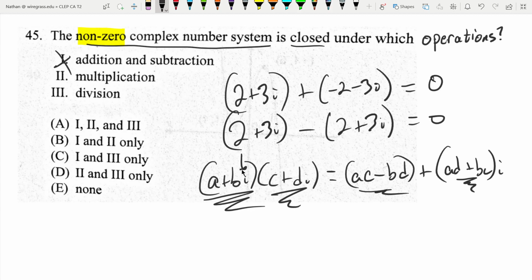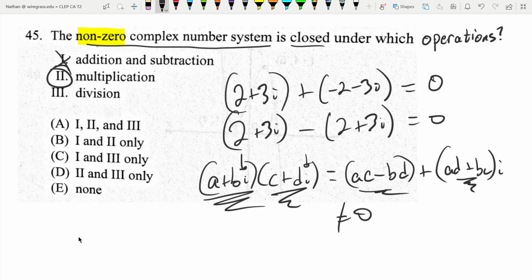The i is what brings in the complex portion. So A, B, C, and D should not have i in them at all. And when you test some numbers out, you're going to see that either all of them have to be 0, or some of them are going to have to be complex numbers for it to actually give you 0 as a result. So because this cannot happen, that means multiplication is closed in the non-zero complex number system.